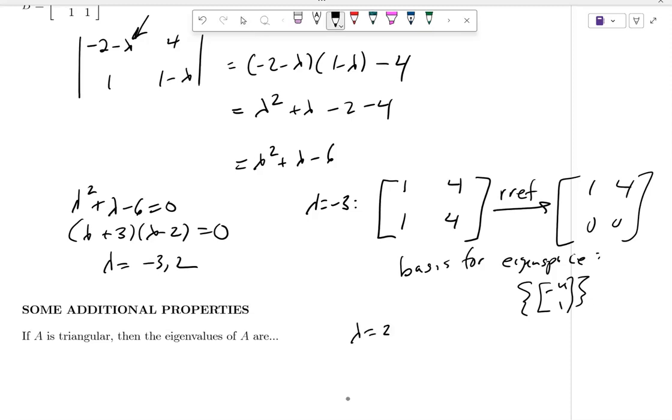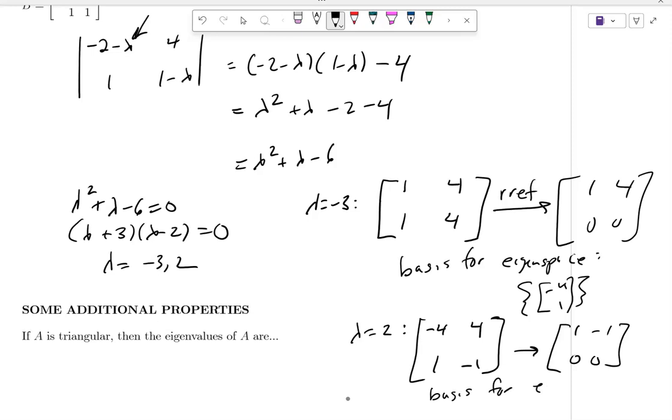All right, so for lambda equals 2, the matrix that we started with would have been -4, 4, and 1, -1. And that reduces to 1, -1, 0, 0. So your basis for your eigenspace in this case is what? 1, 1. Good.